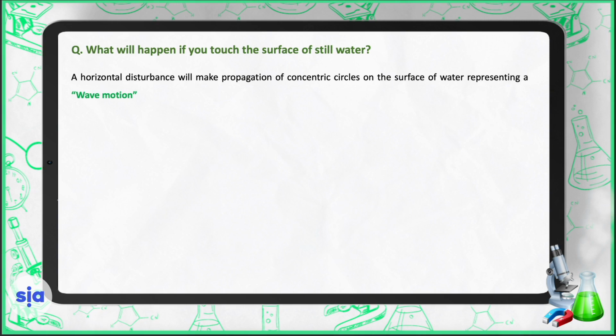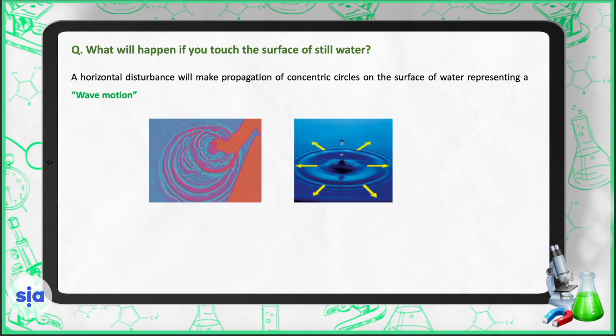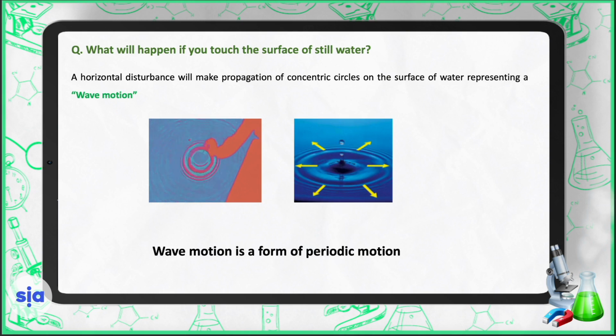Think what will happen if you touch the surface of still water. A horizontal disturbance will make propagation of concentric circles on the surface of the water, representing a wave motion. Here is the wave motion. You will disturb the surface of the still water, making propagations of concentric circles. This is called wave motion. Wave motion is a form of periodic motion.